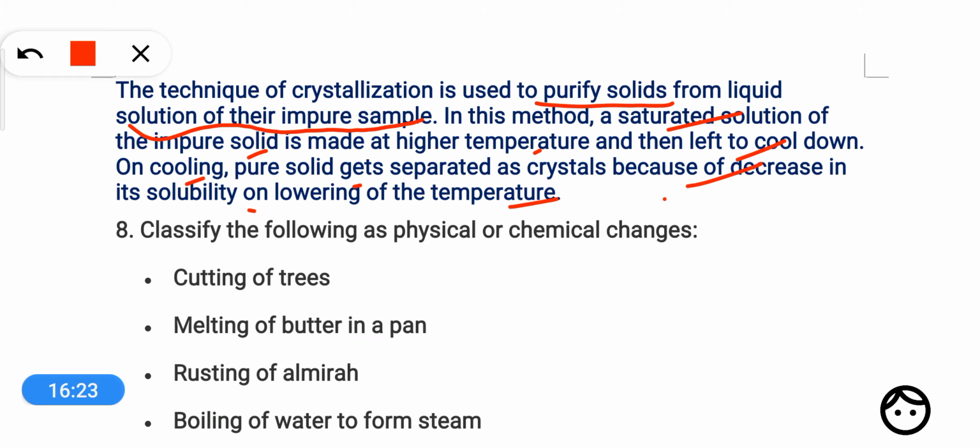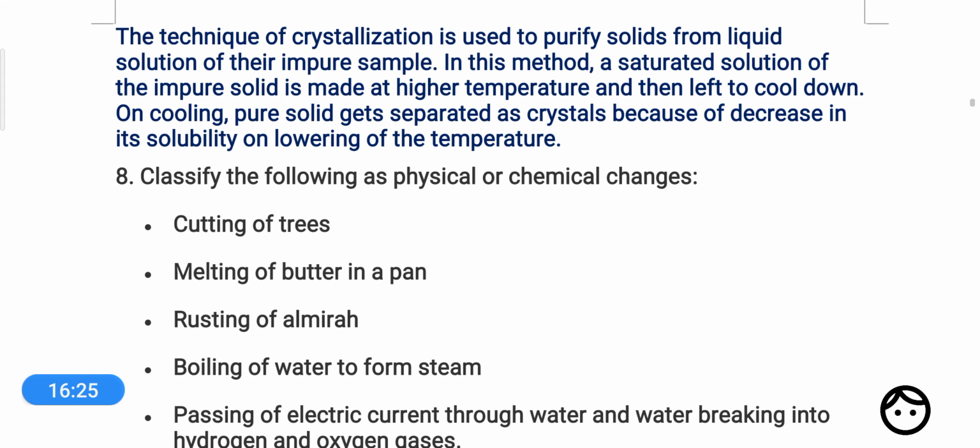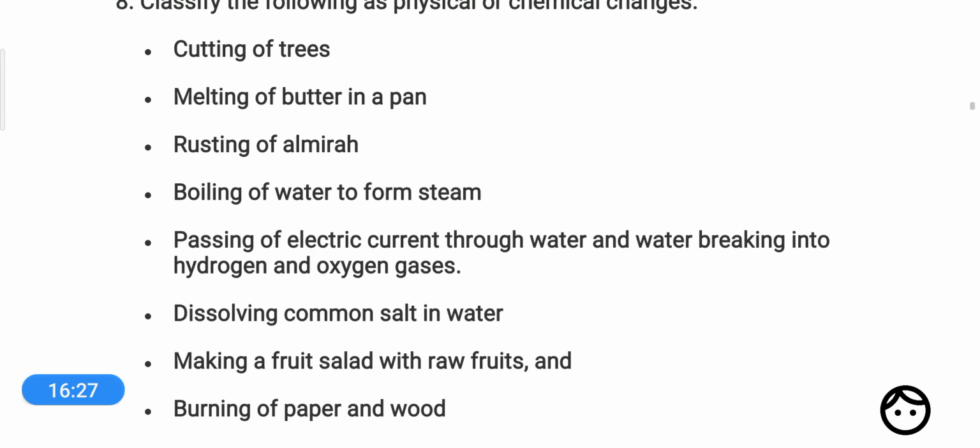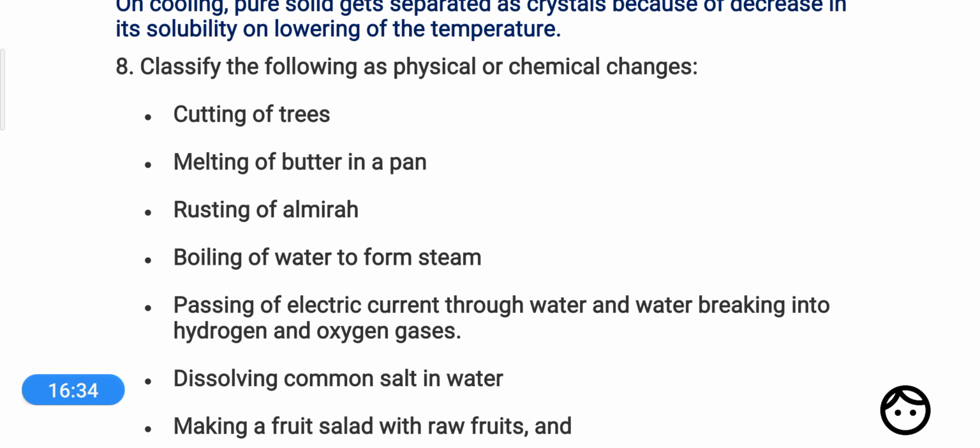Okay, now next question, classify the following as physical and chemical changes. So here are some changes given, right, and we will classify them. Students, you know that before classifying something, you should be knowing the concept behind it. A pure physical change is that change in which there is no new substance formed, there is no change in chemical properties, right? But a chemical change is that change in which a substance changes into a completely different, chemically different substance.